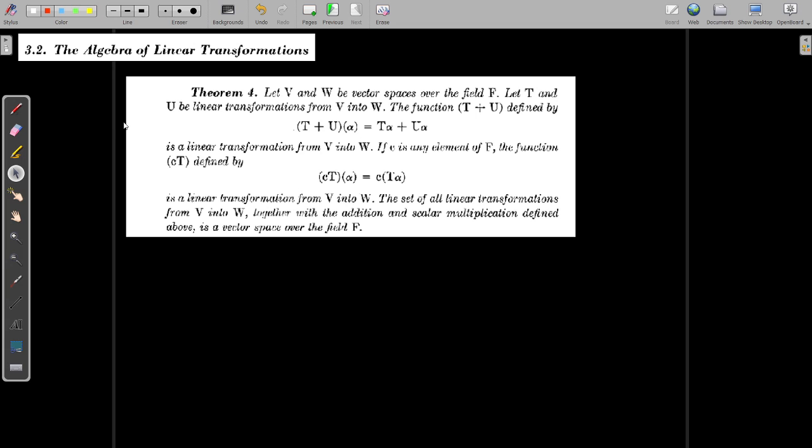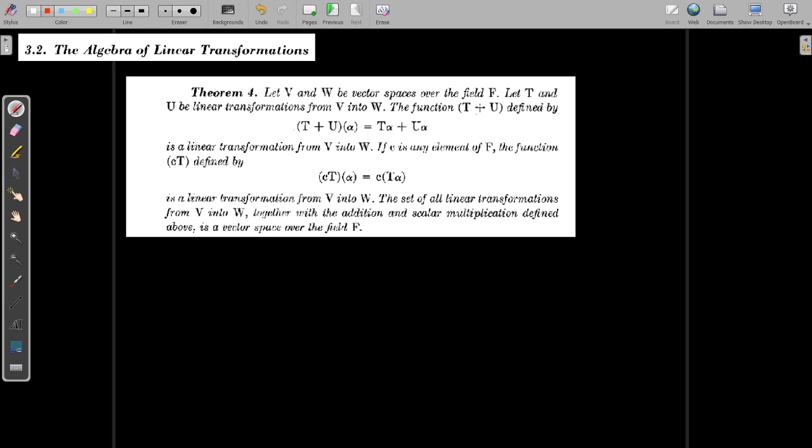Hi all, today we discuss section 3.2, the algebra of linear transformations. In this section we have theorem 4. Let V and W be two vector spaces over the field F. Let T and U be linear transformations from V into W.